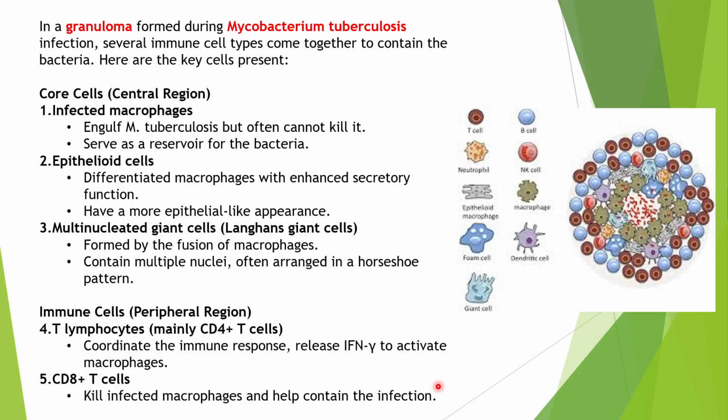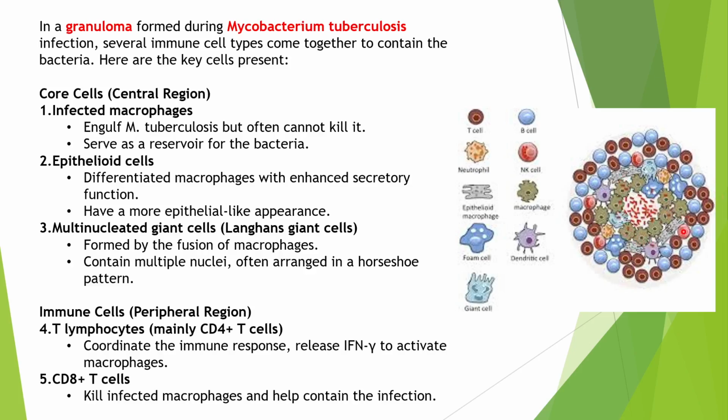Then coming to the next topic, it is regarding the granuloma formation in Mycobacterium tuberculosis. In the granuloma that is formed during the MTB infection, several immune cells come together to contain the bacteria. So this is what a granuloma is, where several immune cells, you can see here, come together to limit the bacteria at a particular place.